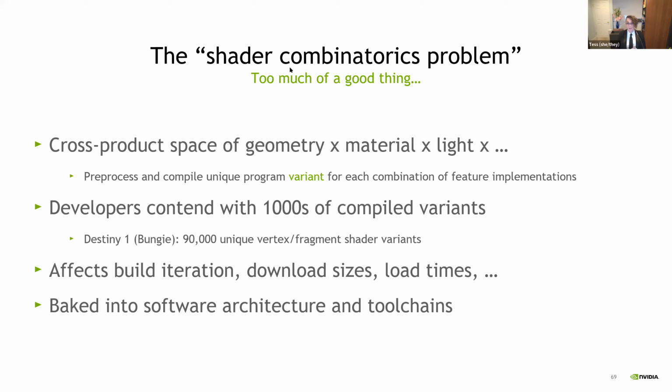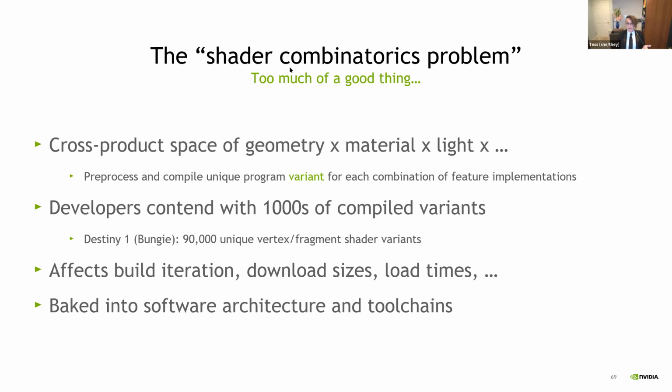So for example, the game Destiny from Bungie shipped with 90,000 distinct shader variants for vertex and fragment shaders. And shipping that many unique binary kernels for your rendering operations is something that affects build iteration times for artists and developers. It affects download sizes for games. It affects load times for levels. And what's more, this whole idea of rampant specialization that leads to the shader combinatorics problem is something that's been baked into the software architecture we just talked about on the previous slides. It's something that the tool chains for major game engines just treat as a fundamental that they have to accept.